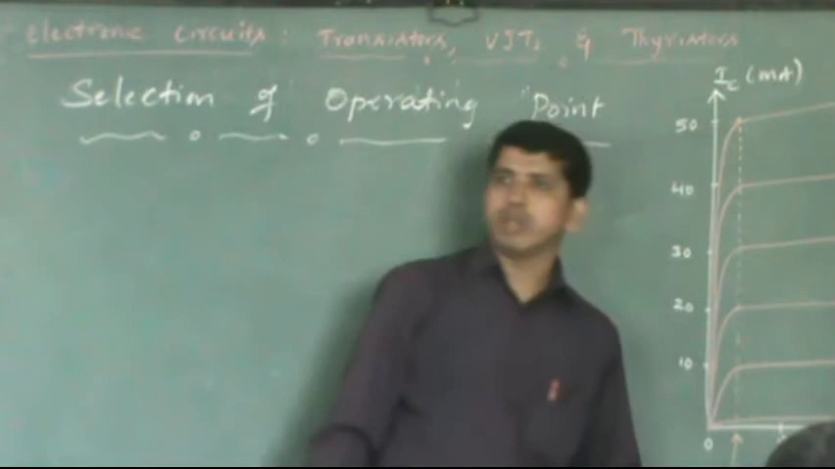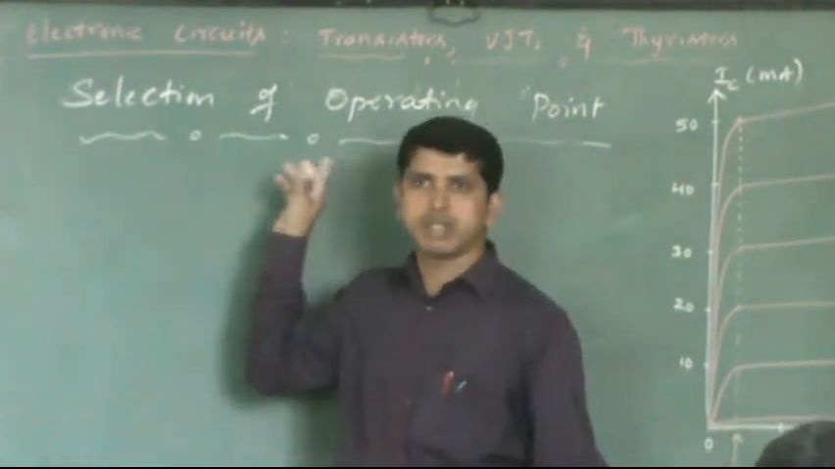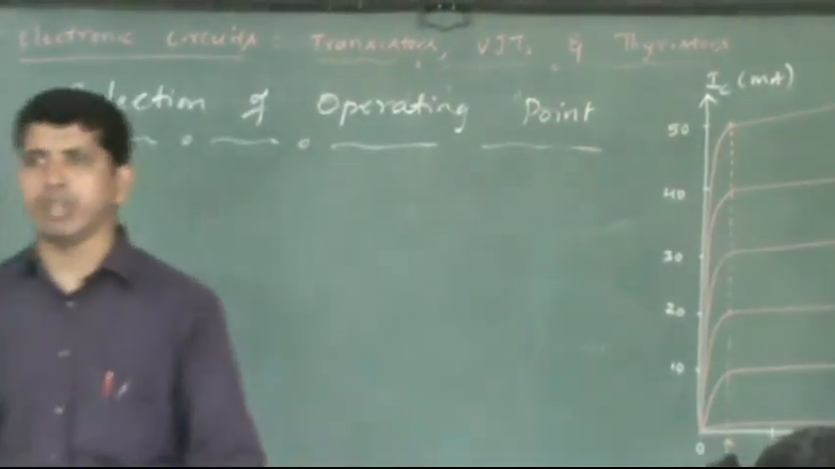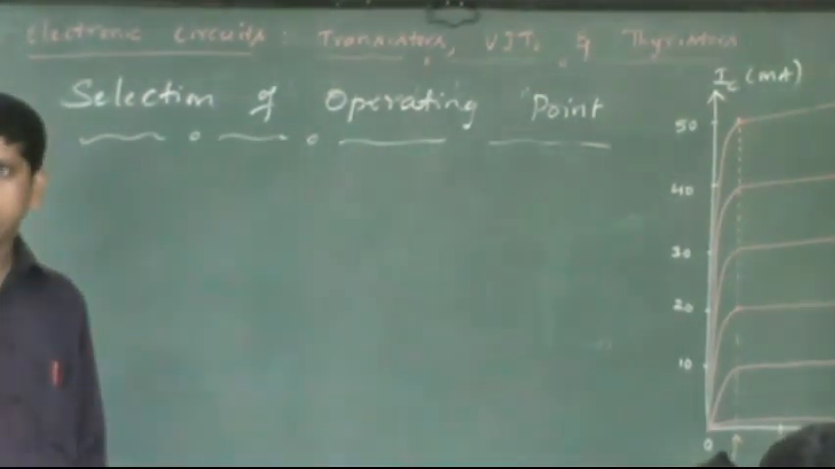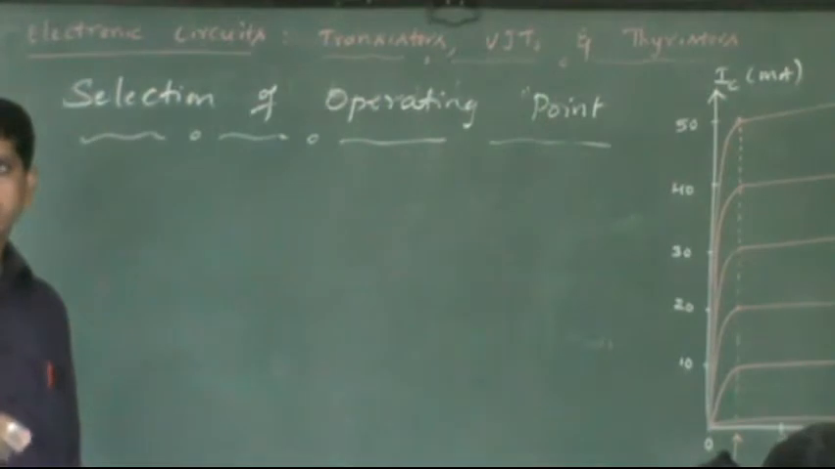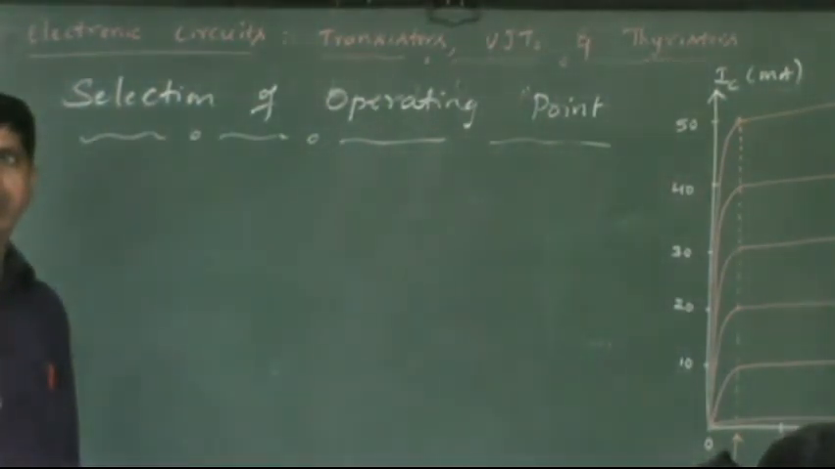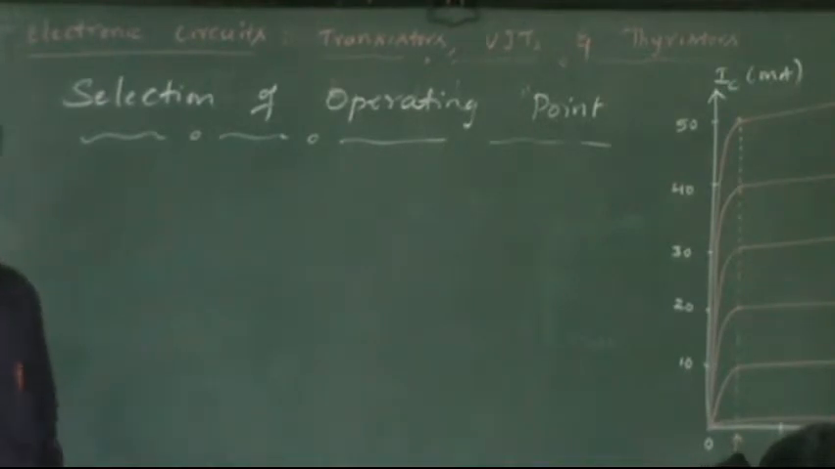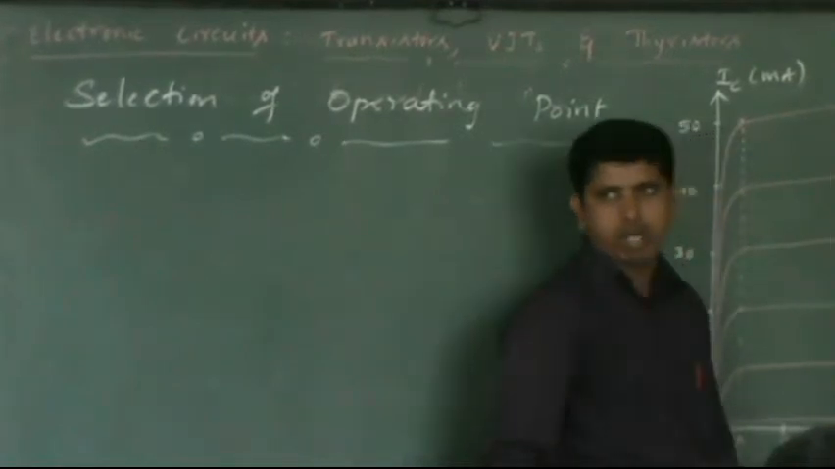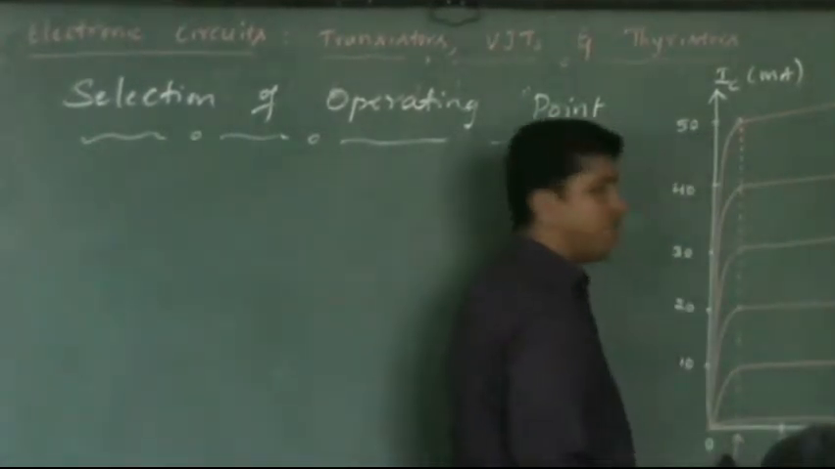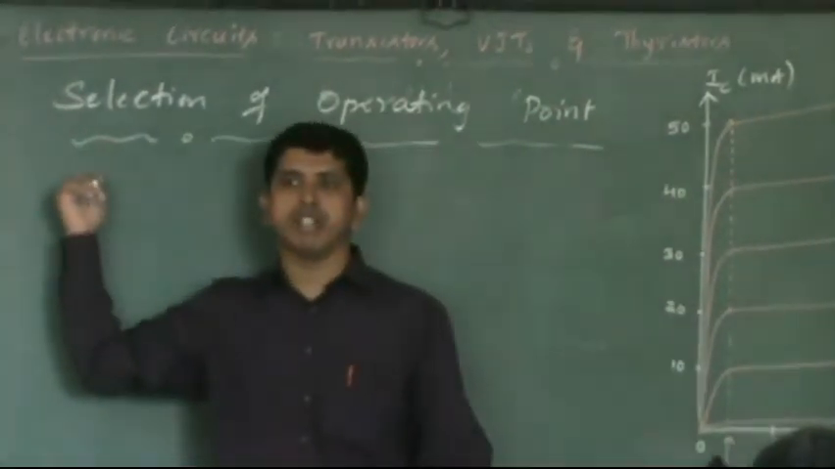Why did we plot this curve, do you know? Because of this. We want to select an operating point. I also mentioned a definition on this, remember? The second definition I mentioned is that the operating point is a point on the output characteristics of a transistor in common emitter configuration. That means it must be some point in this characteristics curve, whatever I have drawn. But now the question arises, how do you select an operating point?